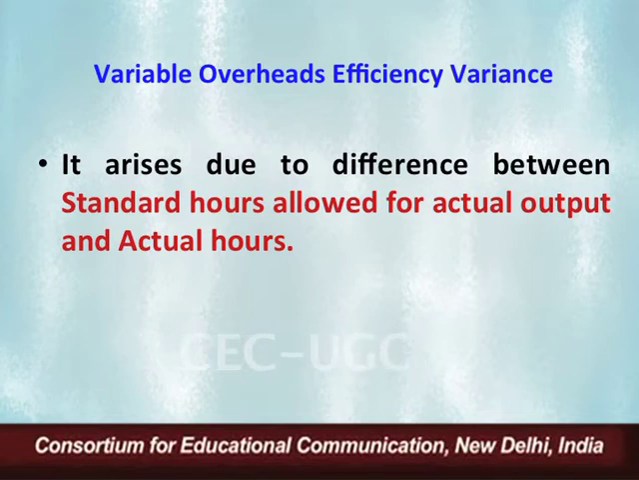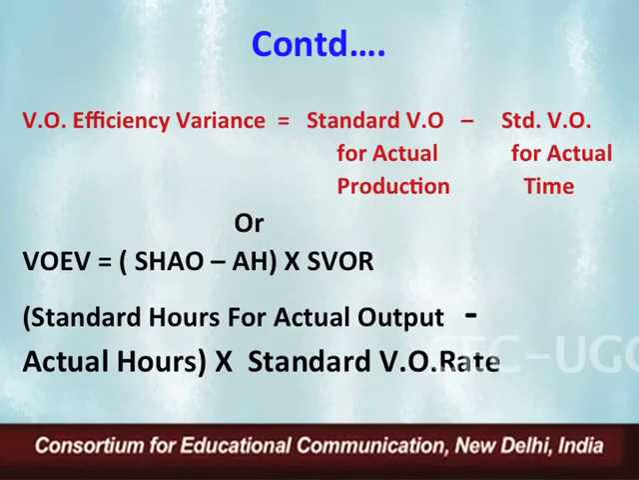So my dear students, when we are talking about efficiency, it means we are talking about productivity, and that is why we have to recognize the role of time, that is standard hours allowed for actual output and actual hours. As far as the formula is concerned, variable overhead efficiency variance is equal to standard variable overhead for actual production minus standard variable overhead for actual time.